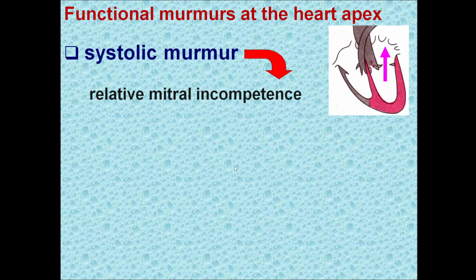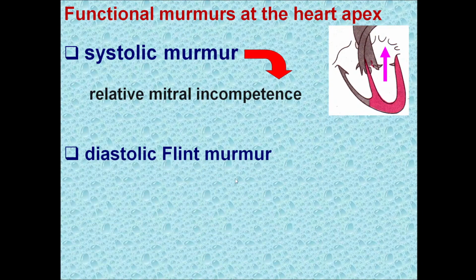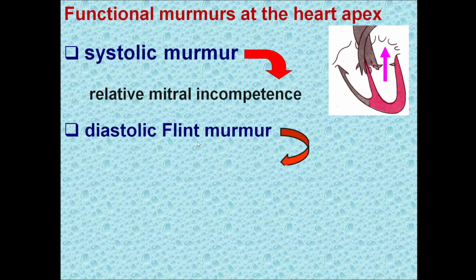And the diastolic, or Flint, murmur, which appears due to relative mitral stenosis. Let's remember the mechanism of its formation. During the diastolic period, when blood comes back from the aorta, it is pushed onto the mitral valve, which cannot be completely opened.